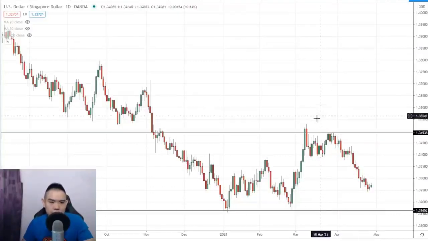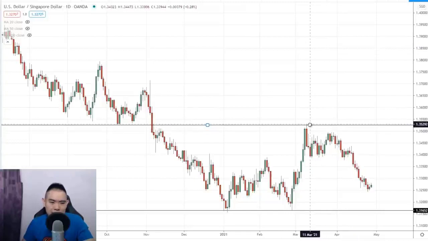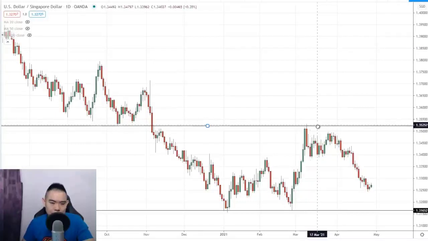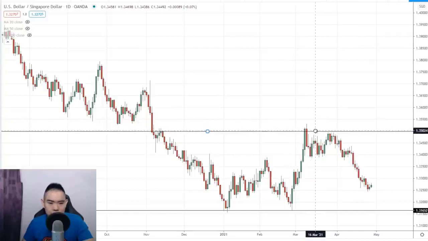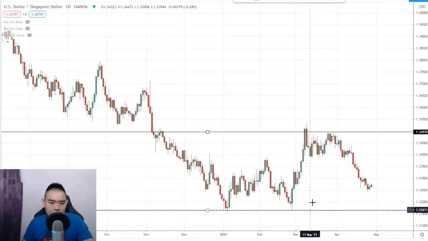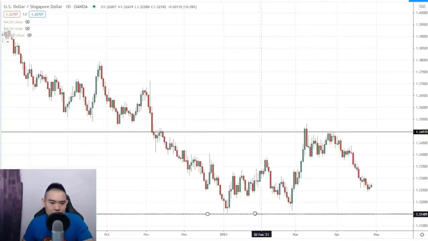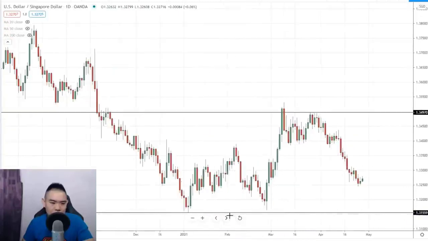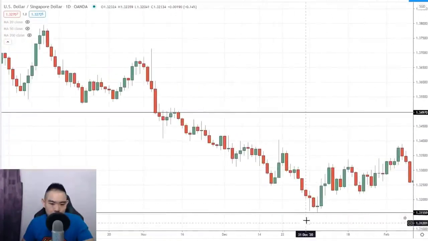So if you look at this, I can actually draw my resistance here. Okay, I would say I could draw it. No, this is actually okay. So let's talk about this one. These lows, I could actually draw it maybe at this extreme point, at this extreme low over here.